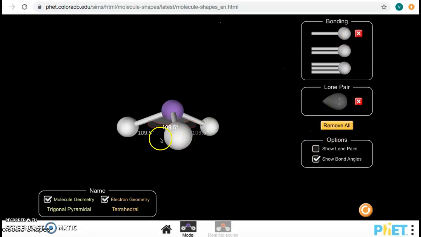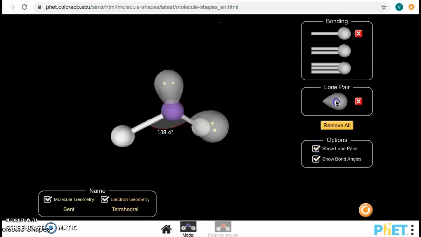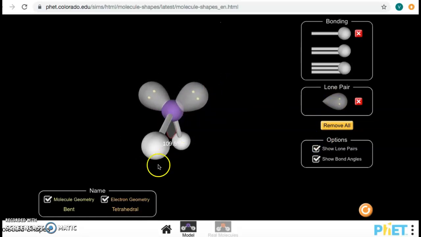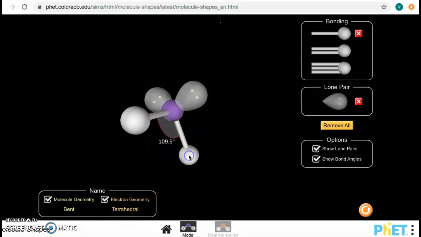And our bond angles are still 109.5. If we have 2 lone pairs, I'm going to show them. Now we have 2 lone pairs and 2 bonded atoms. The electron pair geometry is still a tetrahedral, so our bond angles are still 109.5, but you can see that in the molecule, there's 2 of these domains made up of lone pairs that we really can't see.